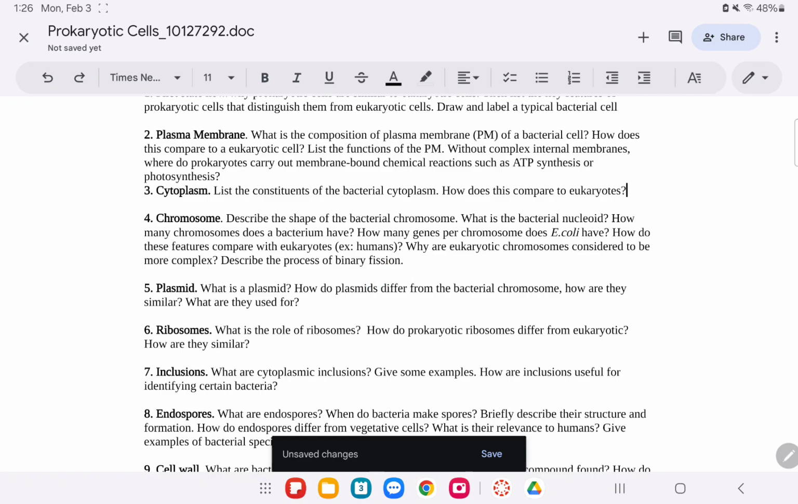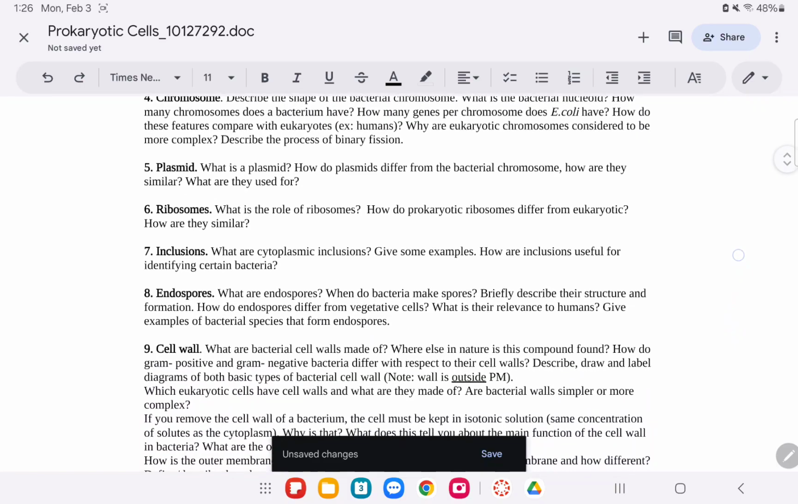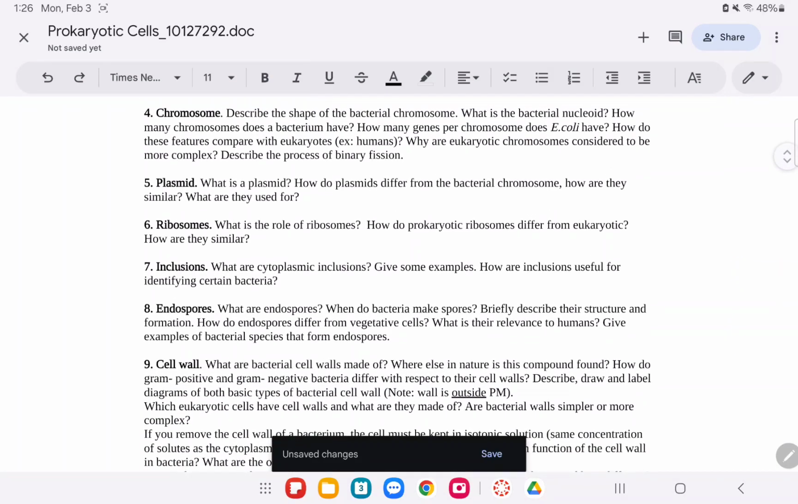Plasmid, I didn't describe plasmid, so skip 5. Number 6, the role of the ribosome. Does anybody remember? Protein synthesis. Excellent. How do prokaryotic ribosomes differ from eukaryotic? They're smaller. How are they similar? They do the same thing, and they also have two different subunits, small and large.